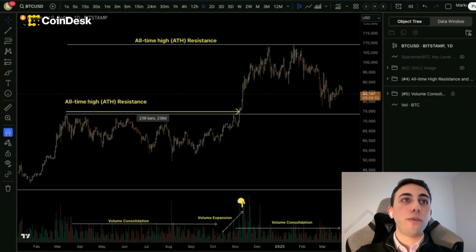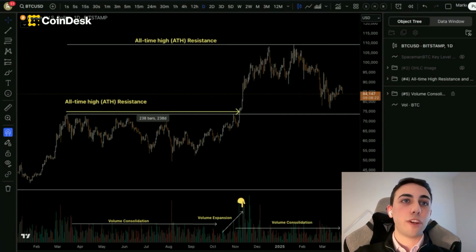Tell me how you interpret this. If we look at this, these resistance lines here, what's the narrative there? Yeah, so at the moment, we saw in that previous range-bound behavior where we were trending a little bit below our all-time high resistance for the majority of last year.